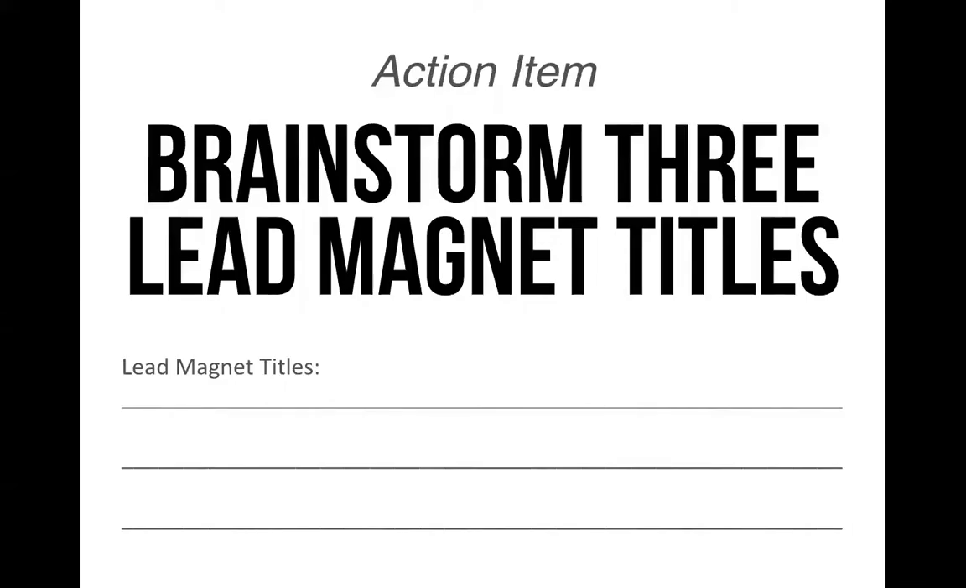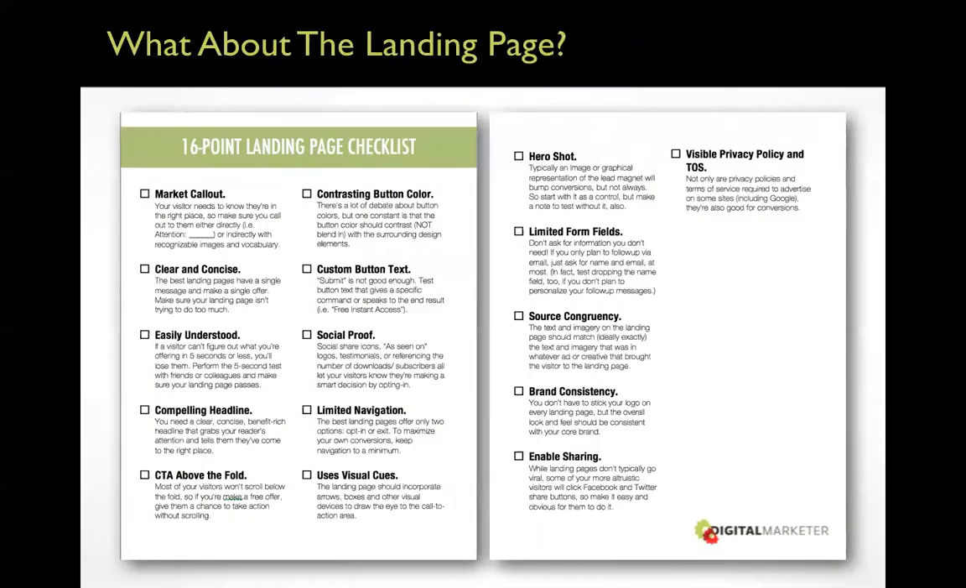So here's an action item. Brainstorm 3 lead magnet titles. This is an assignment, and I expect to hear from you about what these 3 lead magnet titles are. So I'm willing to give you this. I have a 16-point landing page checklist as well. That'll go out if you haven't gotten it already.